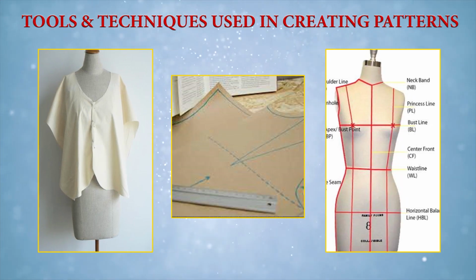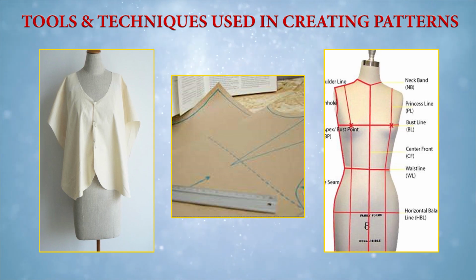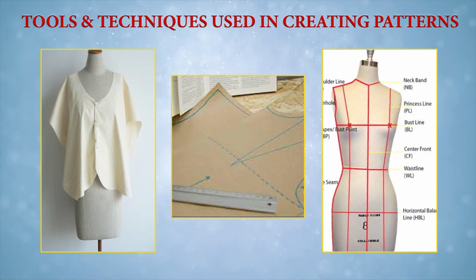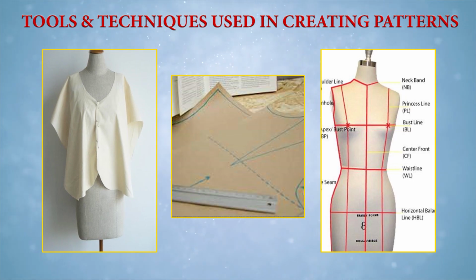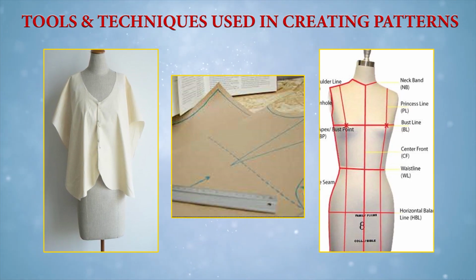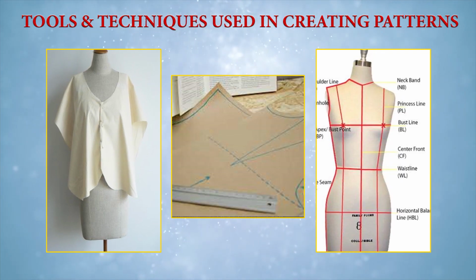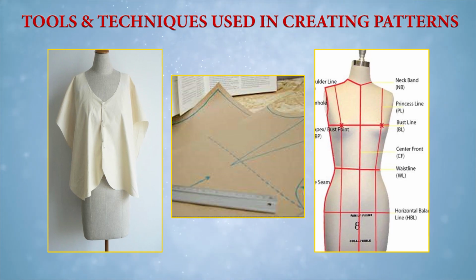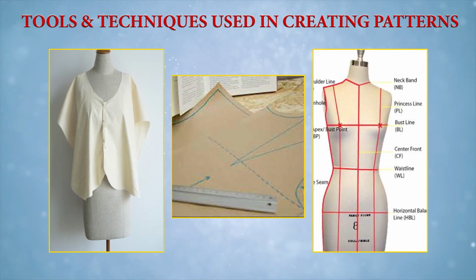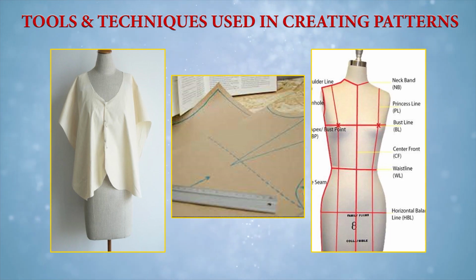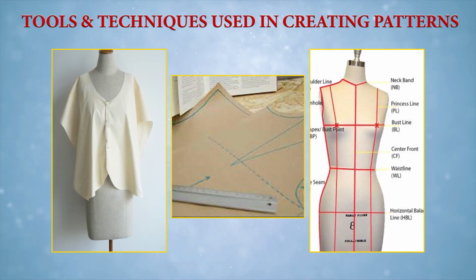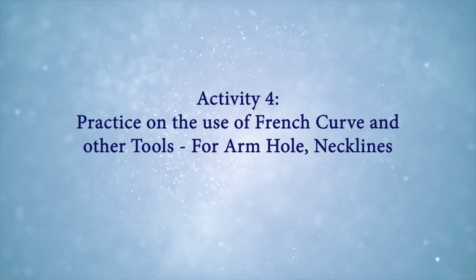So the first picture is an example of how the toil or the muslin fabric looks like. Second is how the pattern paper looks like, and third is the dress form, with all the markings done. So it is very easy to develop a pattern directly on the dress form. You have all the markings and you can develop the pattern perfectly. Then this was all about activity 3.